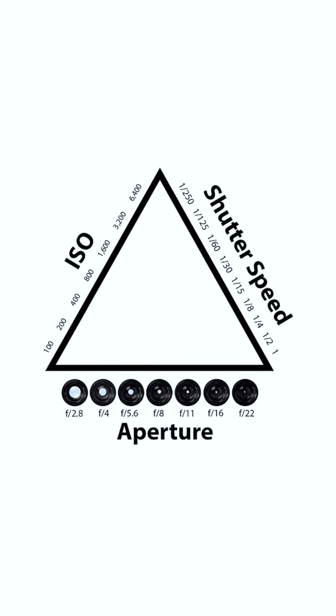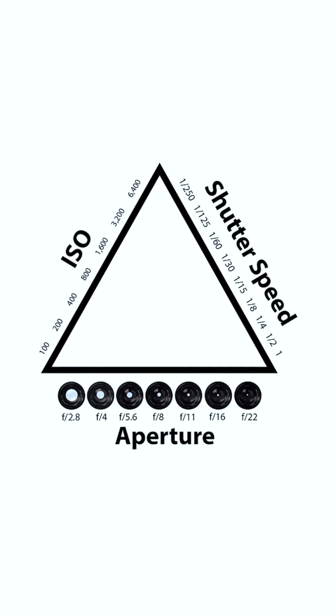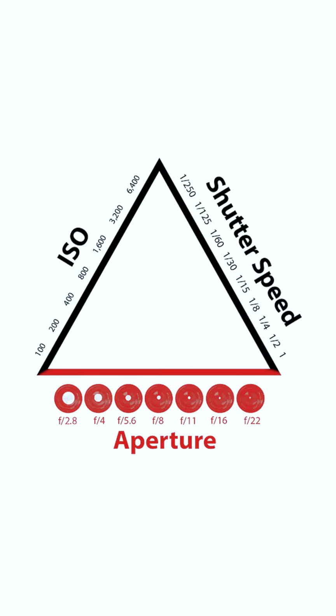The exposure triangle is the basic of photography. The exposure triangle consists of ISO, shutter speed and aperture.